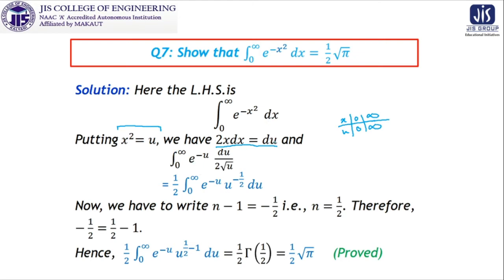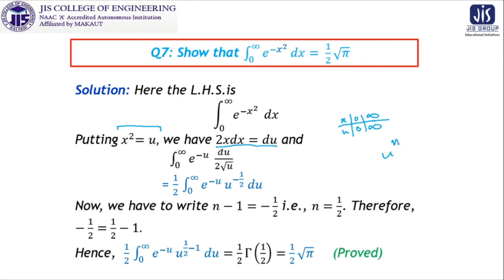Then dx is written as du by 2x. So it is 2 root over u, because x square is equal to u, so x will be root over u. Now the problem falls into the same category as the last problem. This 1 by 2 is taken outside. Then it is 0 to infinity, e to the power minus u, u to the power minus half du.